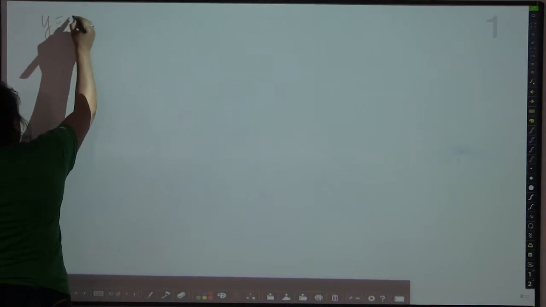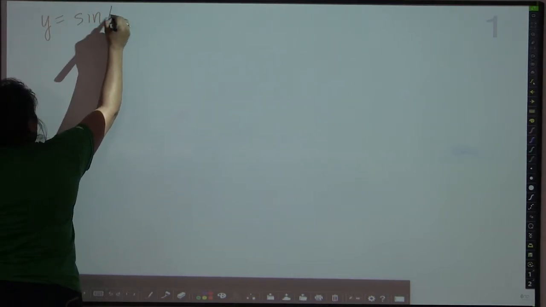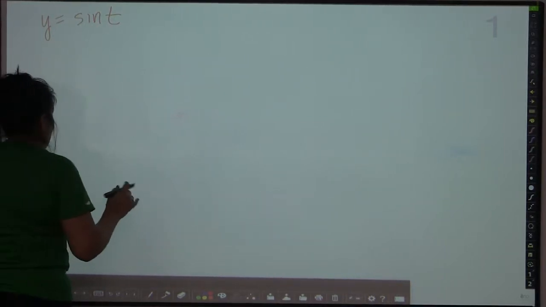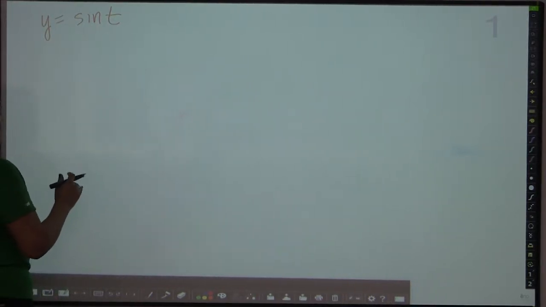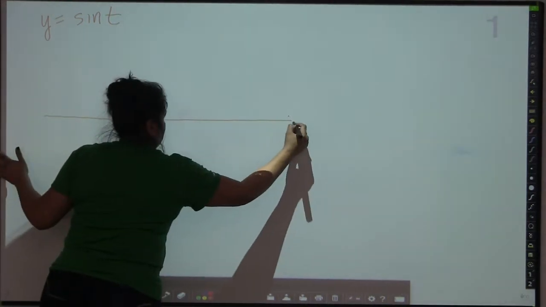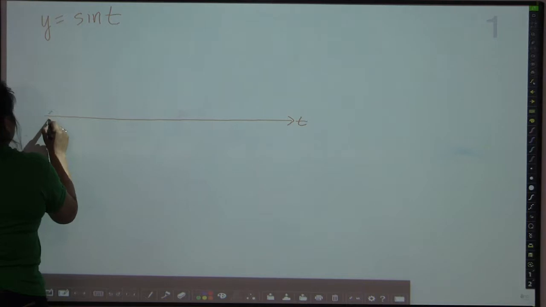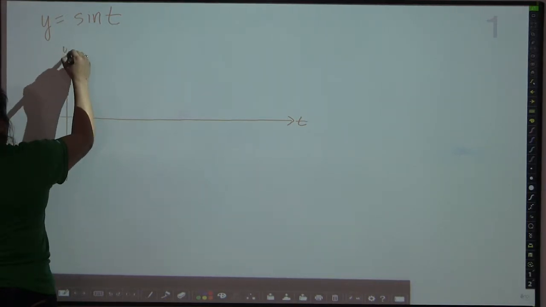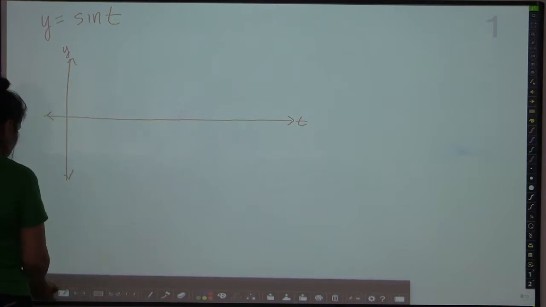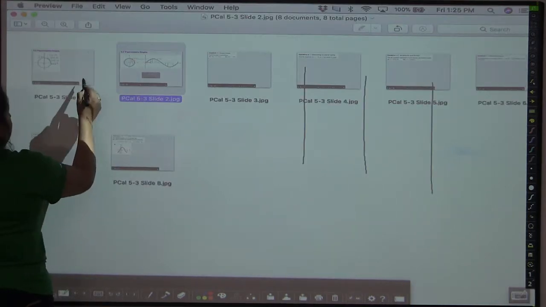So we'll go y equals sine t. And we're also going to do cosine t. So I want you to remember that very first image that we had, and we're going to graph the function, there's my t-axis, and here is my y-axis. And there are some things I need you guys to be aware of when you look at these graphs here.